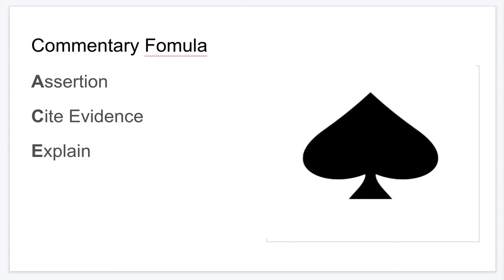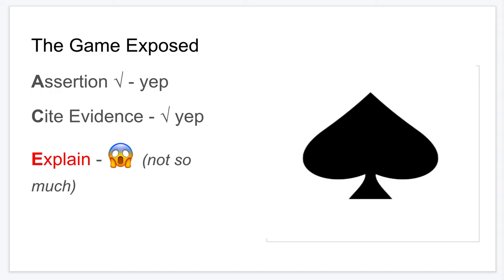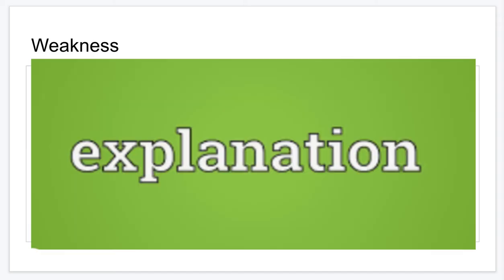As you've been taught before, you have your assertion, you cite evidence, and you explain it. That's called your commentary formula. Let me expose the game. Most of you know how to write an assertion. Yep. You know how to cite your evidence. Yep. The explanation, not so much. That's where people fall. The explanation separates the weak from the strong. The weakness is that most writers don't know how to explain.